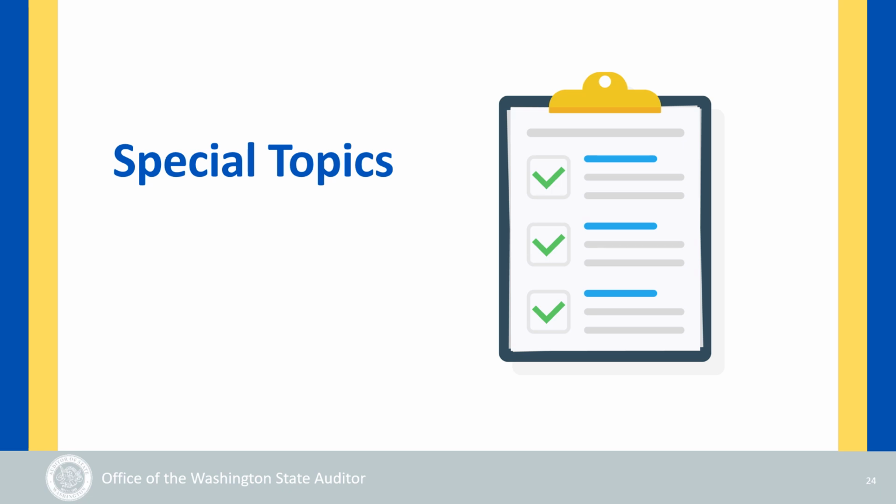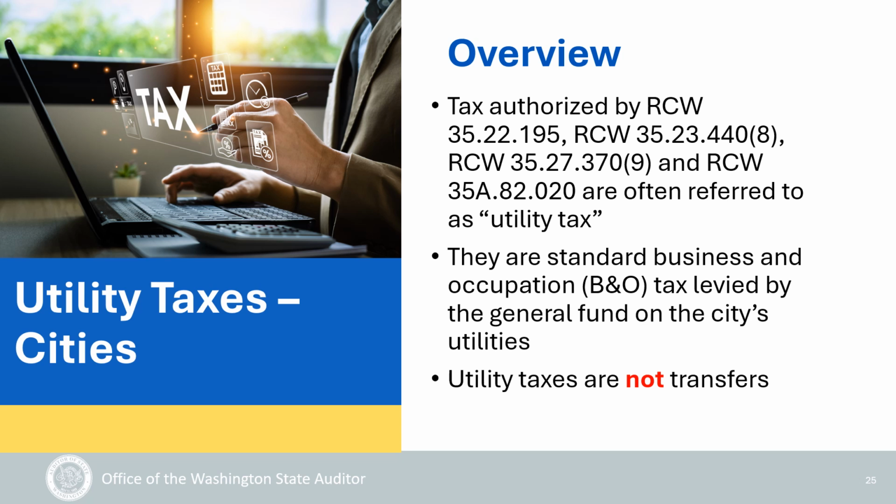Now that we've covered the basics, we're going to talk about a few special topics. First up is utility taxes. These are taxes authorized by state law where a city imposes a business and occupation tax on their utility funds. Sometimes we see governments report payment of utility tax as transfers between the general fund and utility funds. But that's incorrect. The taxes are a tax revenue of the general fund and an expense of the utility fund.